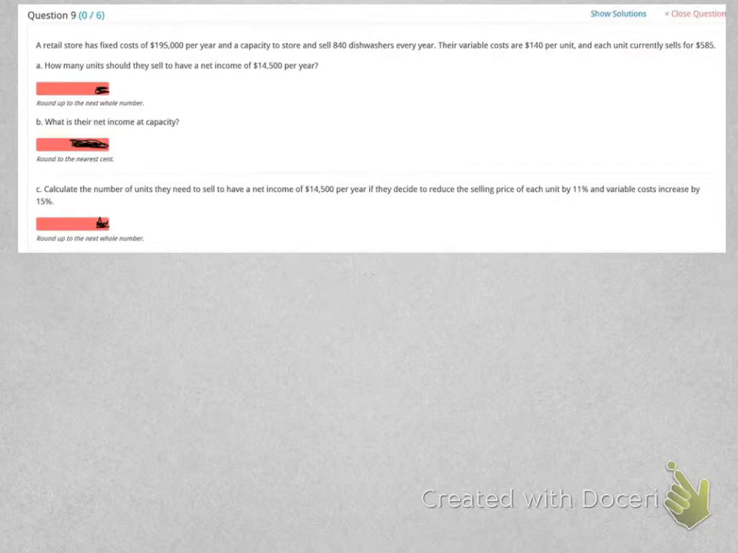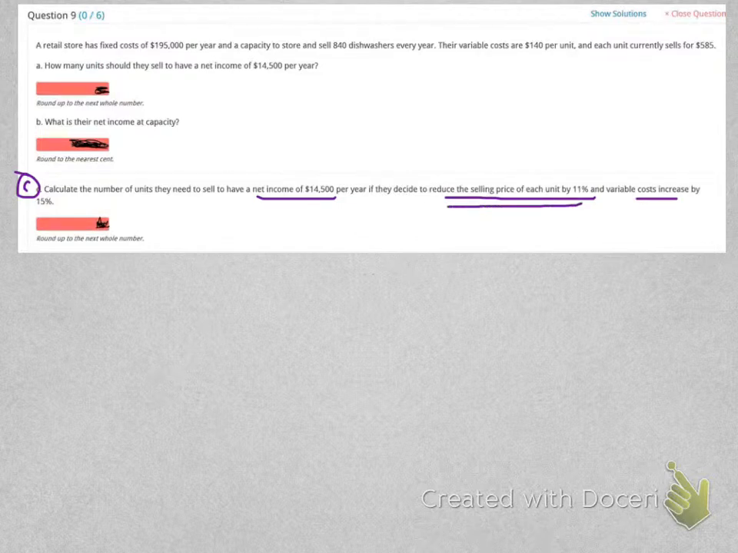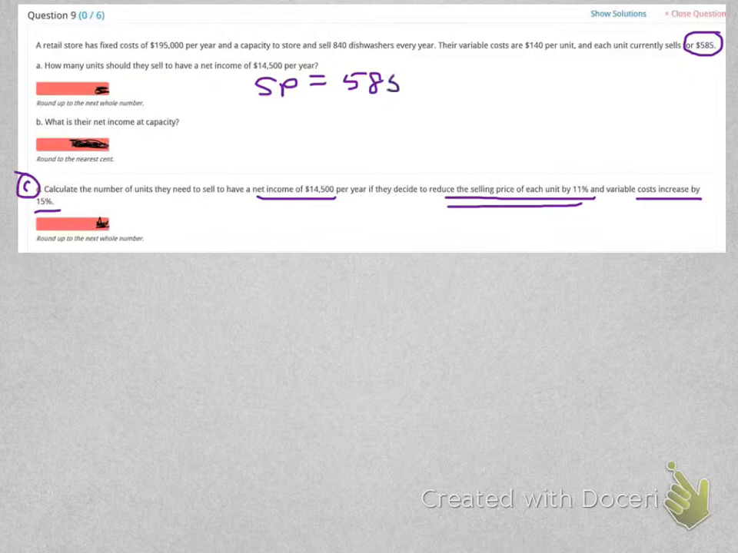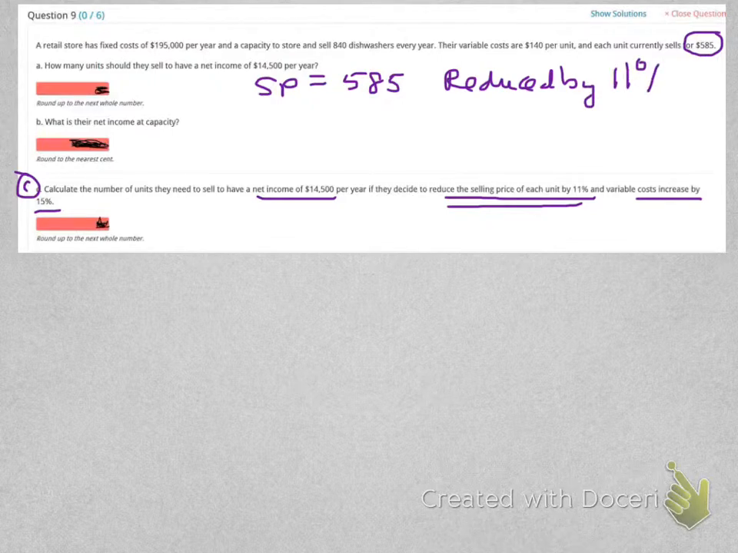And now I'd like to discuss Part C, question number 9, where we're asked to calculate the number of units that they need to sell in order to have a net income of $14,500 per year if they decide to reduce the selling price of each unit by 11% and variable costs increase by 15%. So in other words, our selling price was originally $585, but it's going to be reduced by 11%.